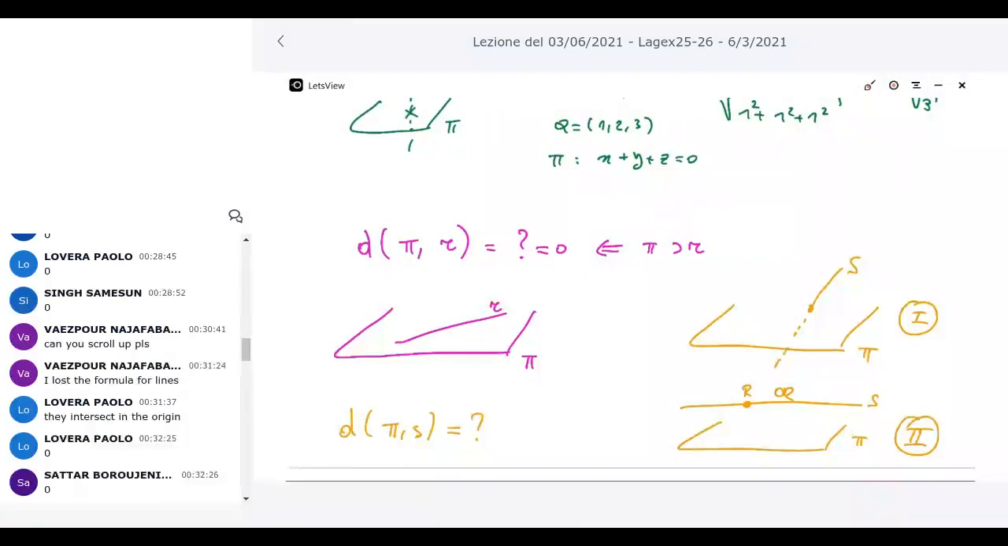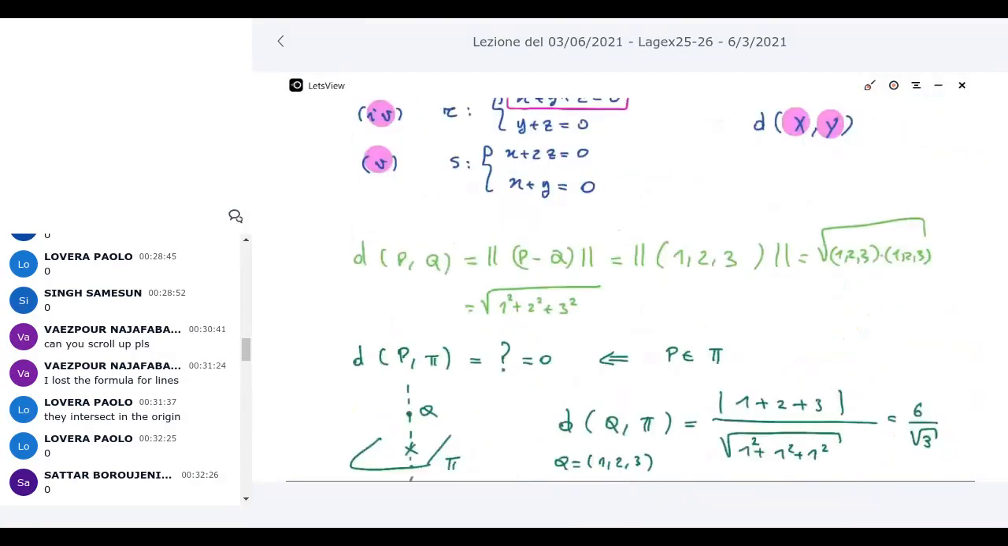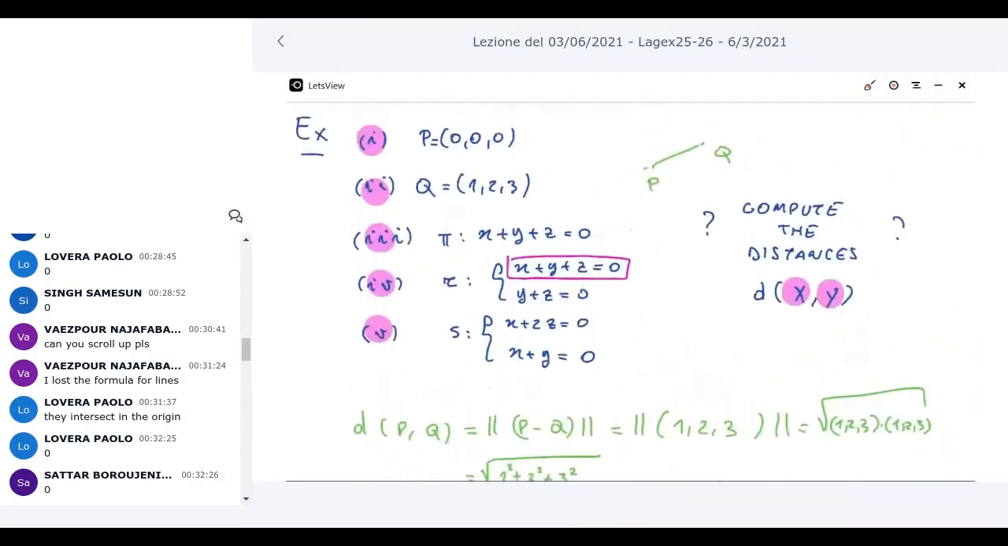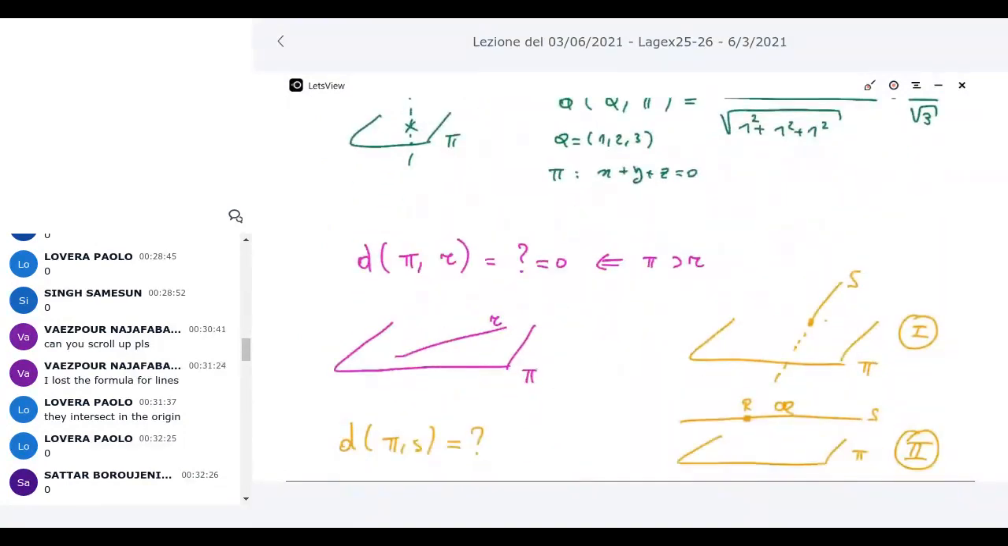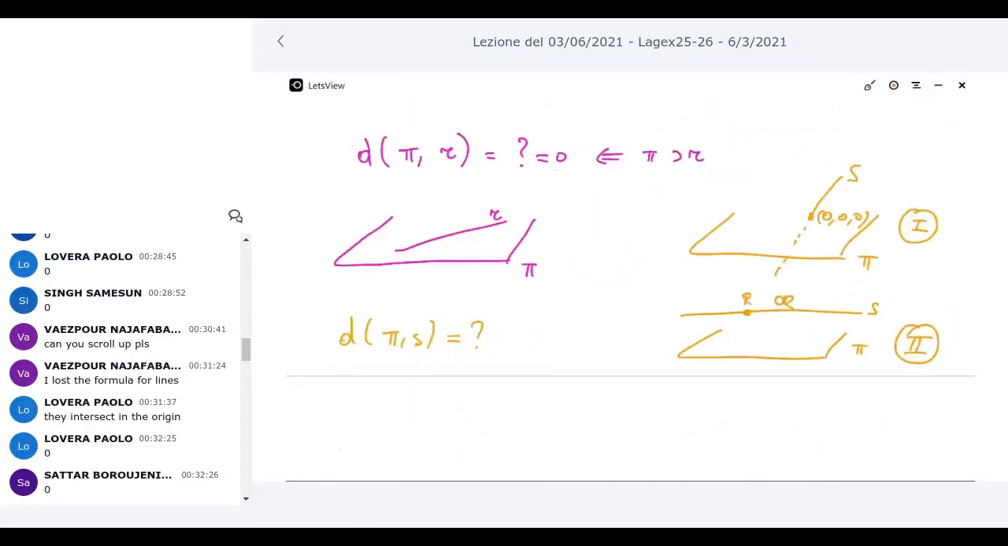It is 0. So what you are saying is that the line S, which is here, and plane pi intersect at the origin, and that's true. So the distance is going to be 0. So we are in this case here, 0, 0, 0. So the distance is 0 because pi intersect S is not the empty set.